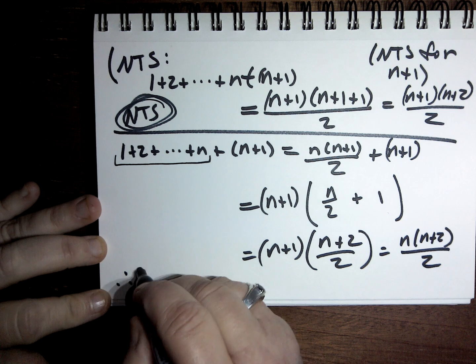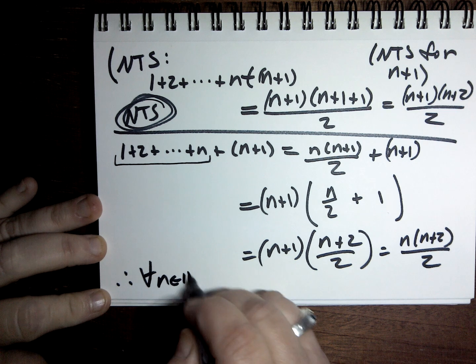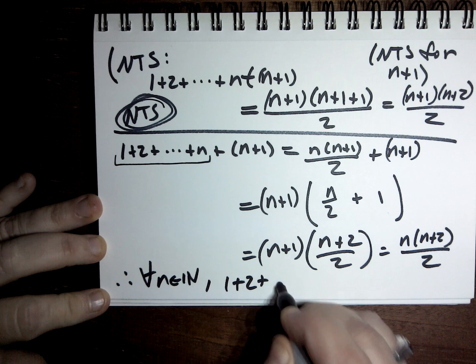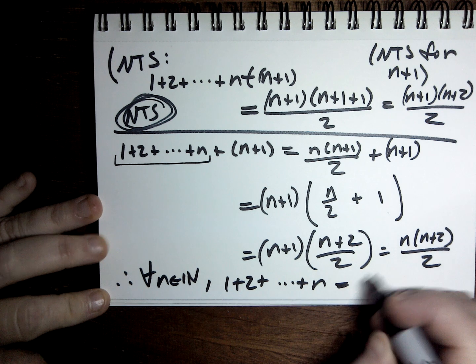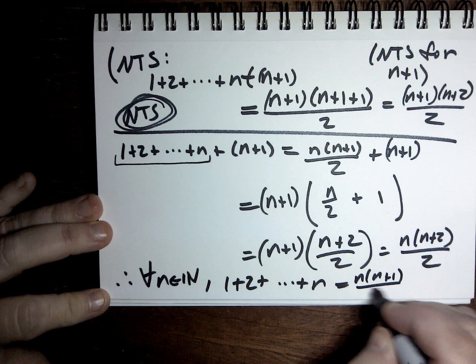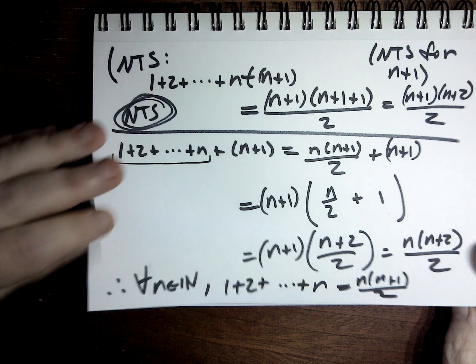Therefore, for all natural numbers, 1 plus 2 up to n gives me the formula n times n plus 1 over 2. Let me try another one.